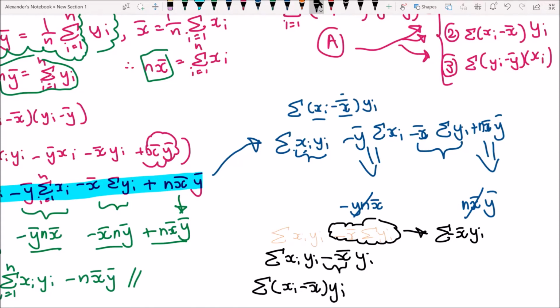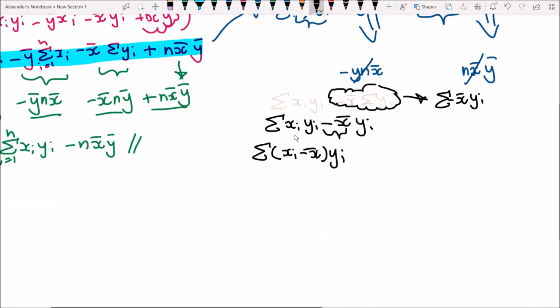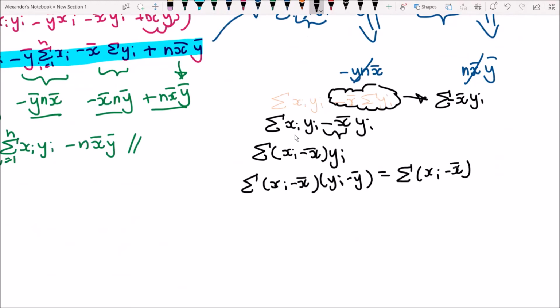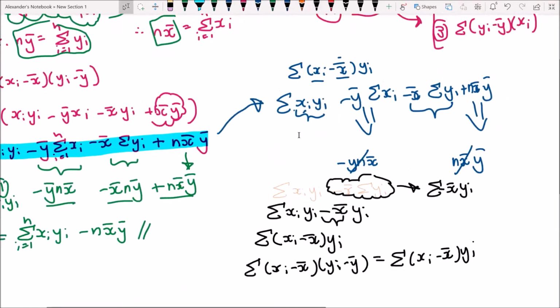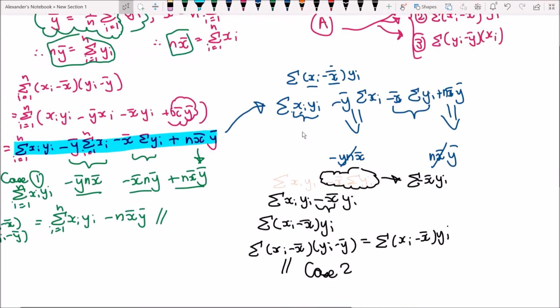As simple as that. So we've shown that the summation of xi minus x bar times yi minus y bar is also equal to the summation of xi minus x bar times yi. And this shows us case 2. This is case 2 that's been covered.